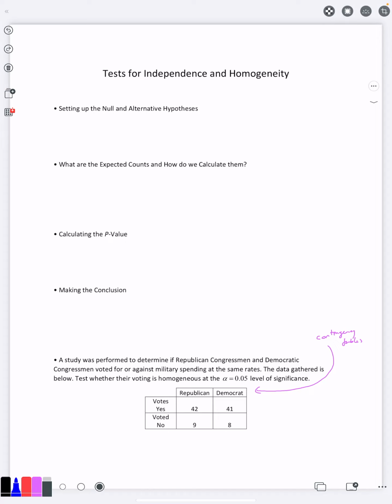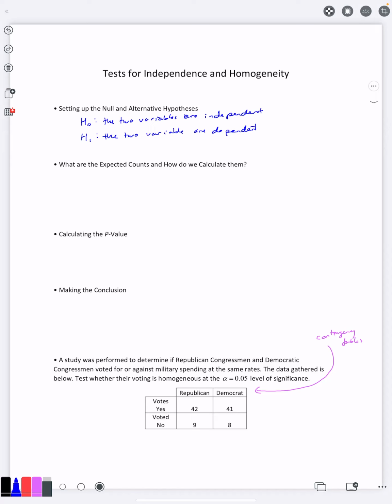Now, similar to the goodness of fit test, your H0 and H1 are going to be standard. There is no left tail, right tail, two tail things. Your H0 is that the two variables are in fact independent. That means knowing one of them does not affect the likelihood of the other one. And so that means your H1 is the two variables are dependent. And that's the same for every single test for independence and homogeneity.